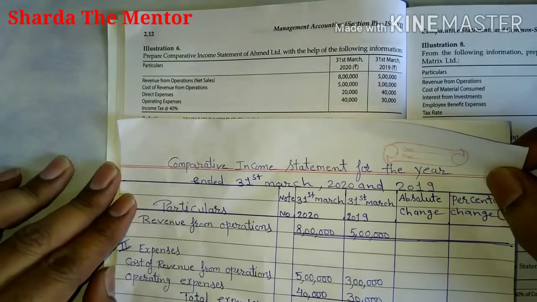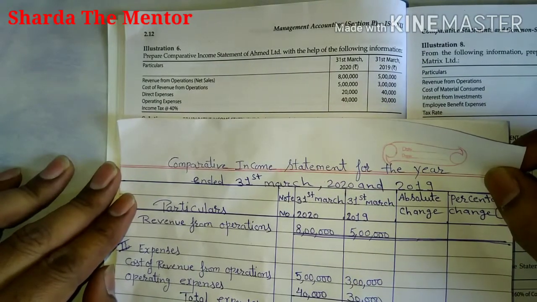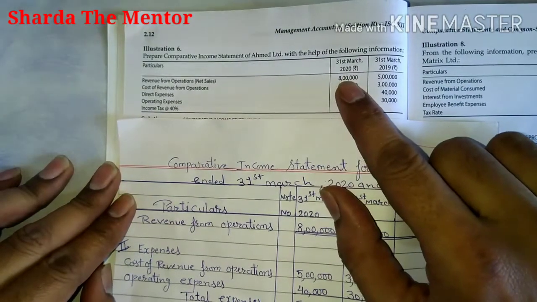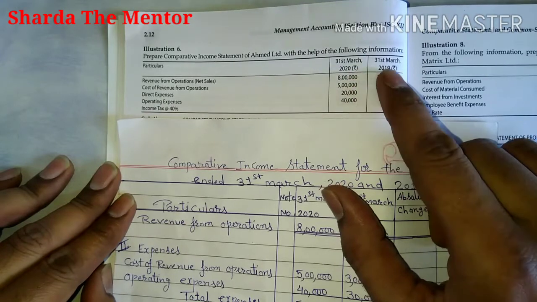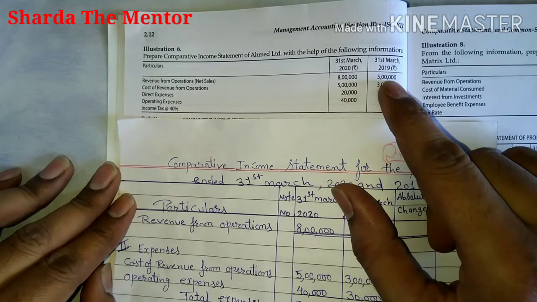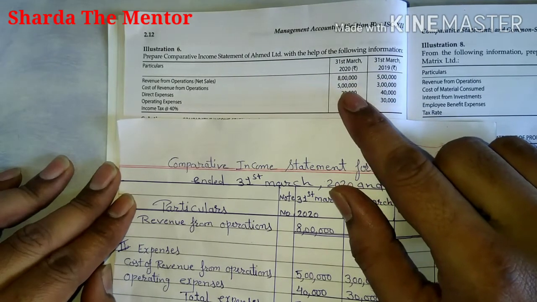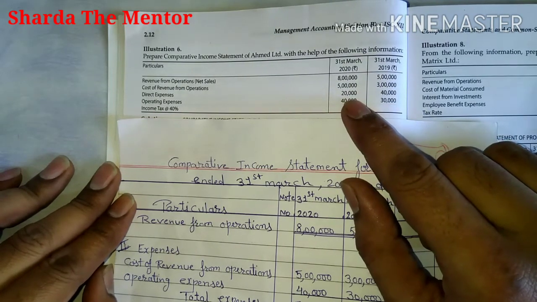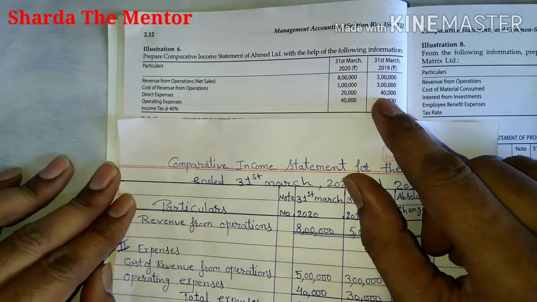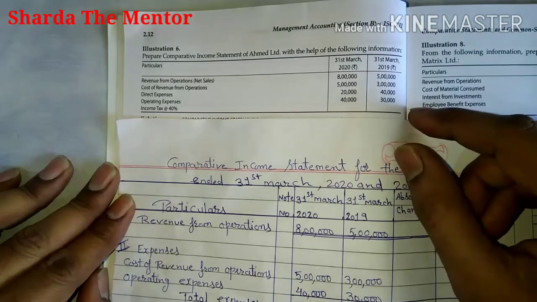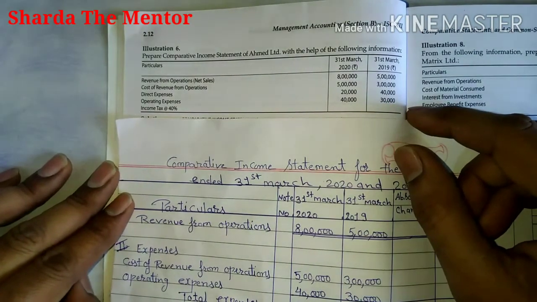So in the question it is given like revenue from operation, cost of revenue from operation, direct expenses, operating expenses, that is given in the question for 2020 and 2019. Revenue from operation for 2020 is 8 lakh, for 2019 that is 5 lakh, cost of revenue from operation is 5 lakh and 3 lakh for 2019. Direct expenses for 2020 are 20,000, and for 2019 it is 40,000. Operating expenses are 40,000 and 30,000 respectively, and income tax is 40%.